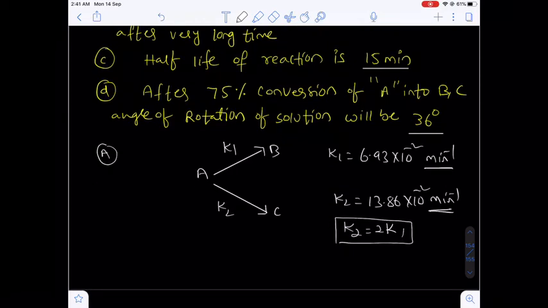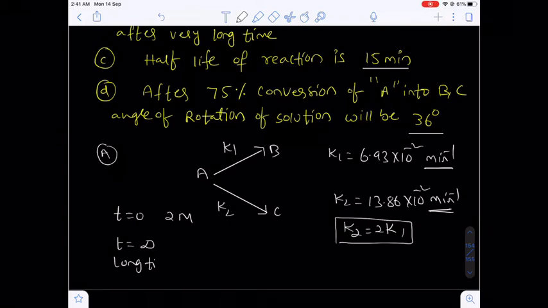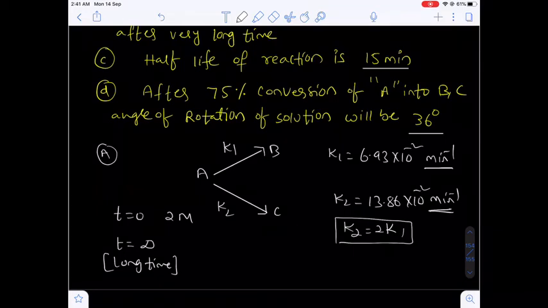K2 will be greater than K1 here. Now you see, what is the initial time? T0. What is the molarity of the reactant A? 2 molar. Now after a long time, what is the meaning of a long time? Long time in the sense infinity time. After a long time, completely reactant will be consumed. Only product B and C will be present. Are you getting my point?